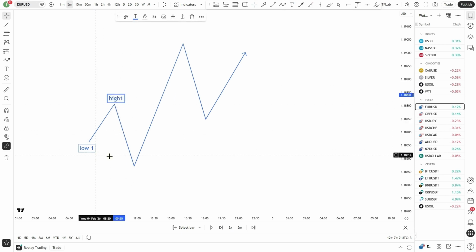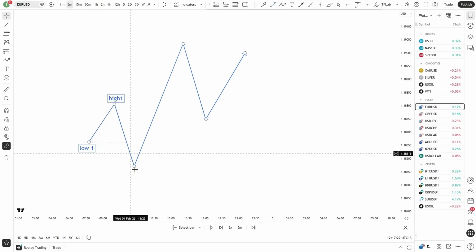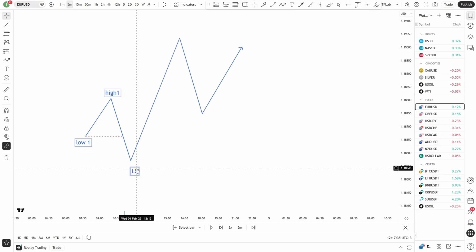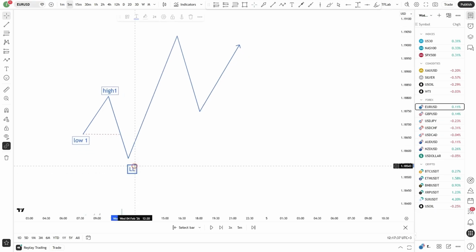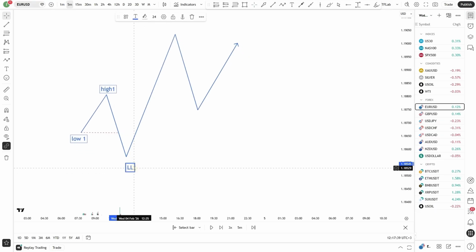The price needs to be able to form a low that breaks through my previous low. So if we assume that this is my previous low here, then it breaks this low and creates a lower low. I'm going to write down two capital L's right here so you can easily identify it on the chart. Okay, that covers this specific part of the movement.